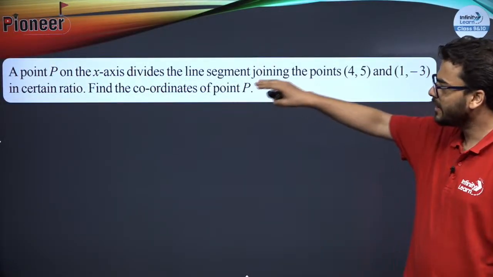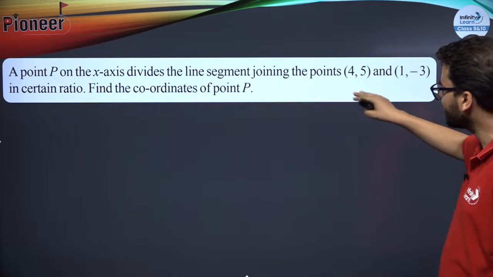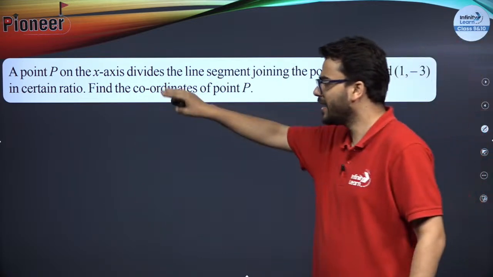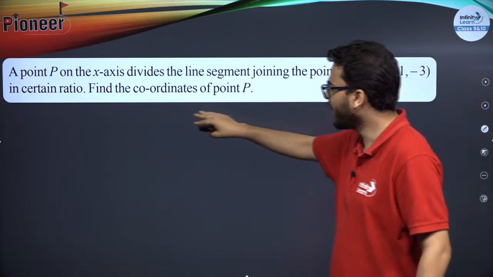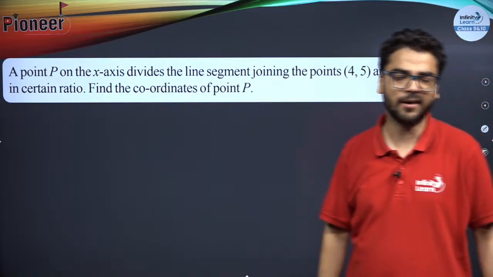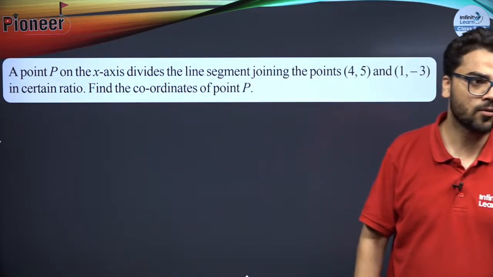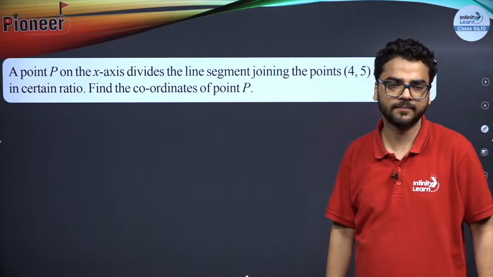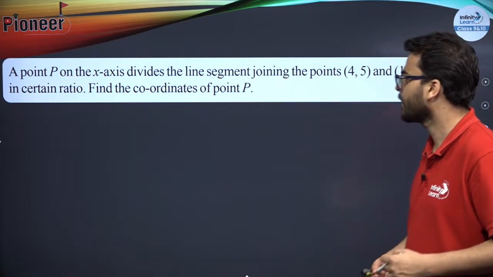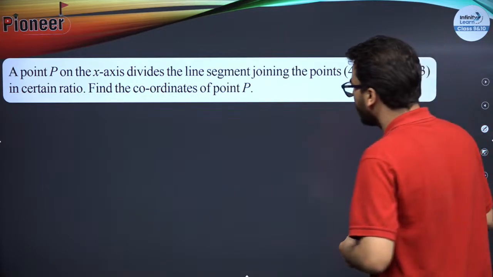A point P on the x-axis divides the line segment joining these 2 points in a certain ratio. So you have to find the coordinates of point P over here. A point P on the x-axis.